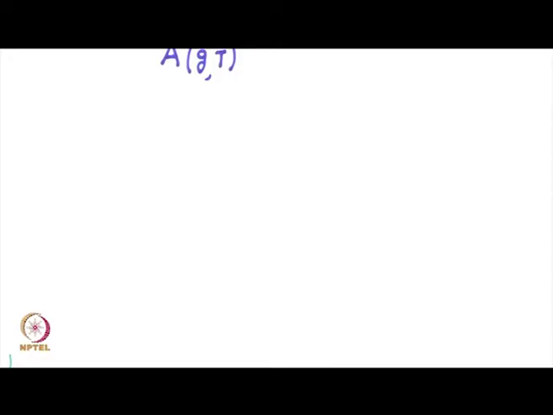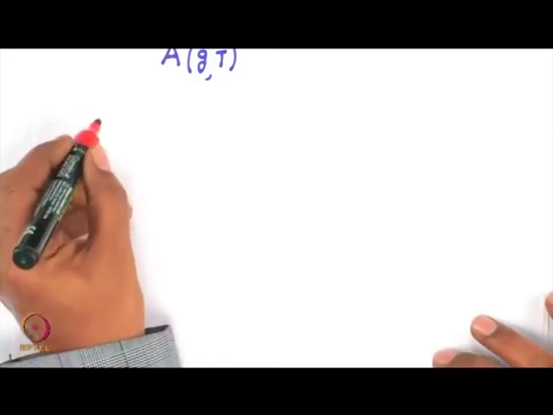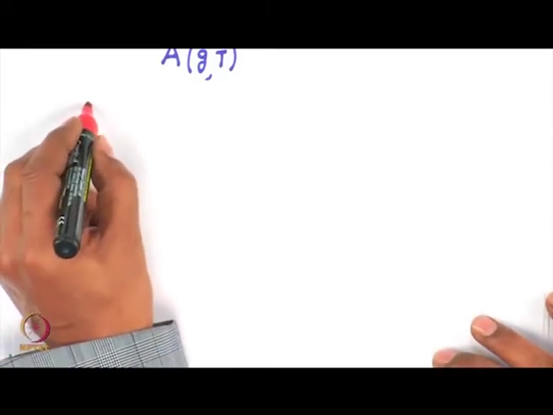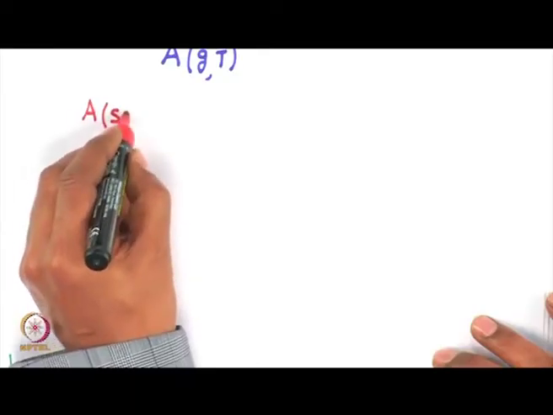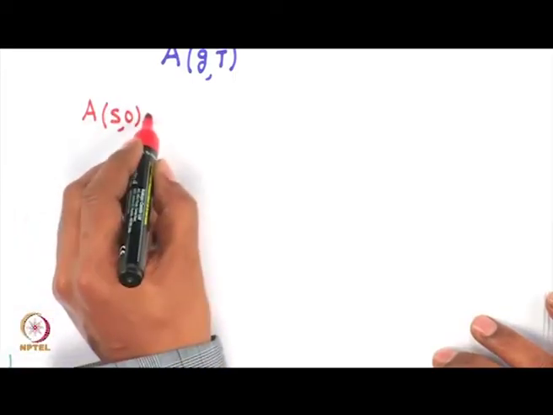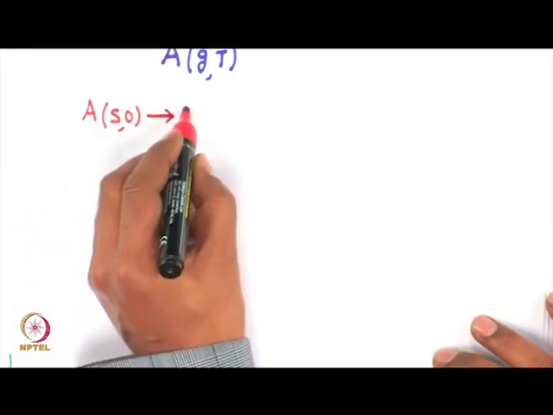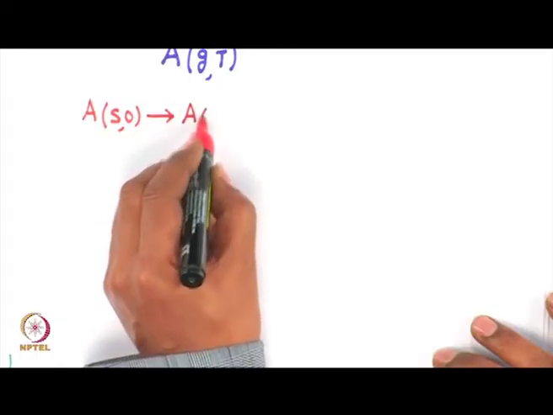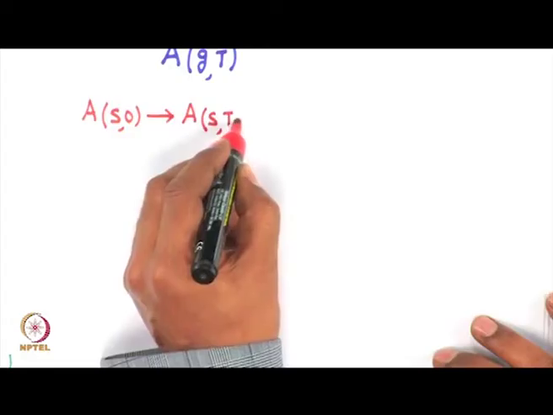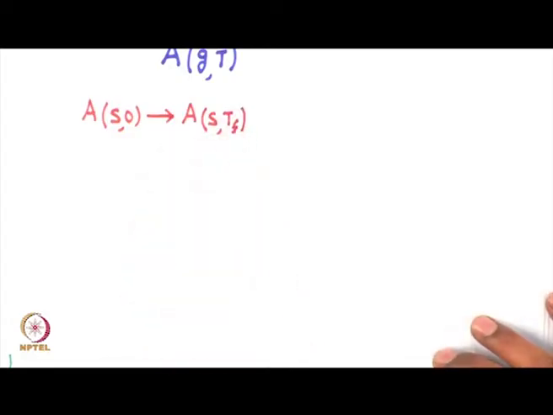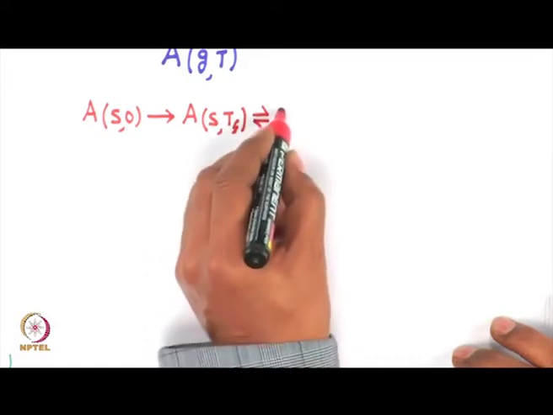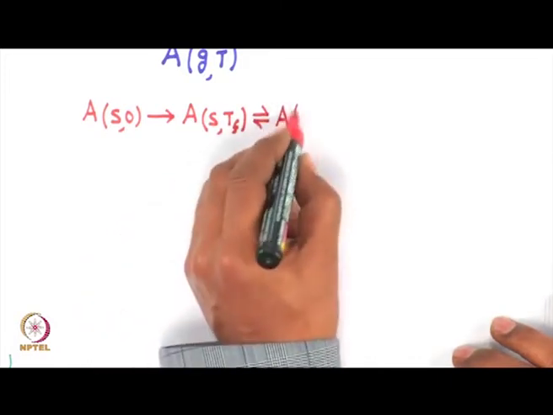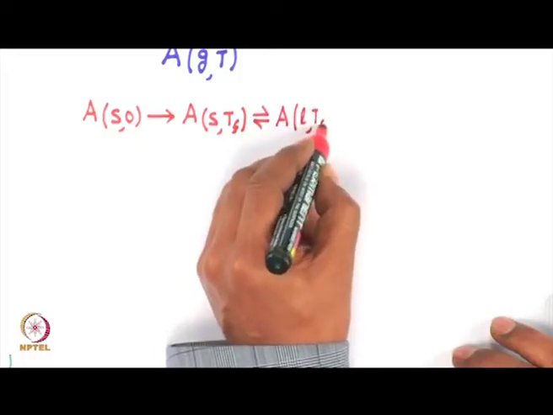Now, let me consider from 0 Kelvin onwards, A will be in solid form at 0 Kelvin. When I heat it, A in solid form, and Tf is its melting point or freezing temperature, where there will be a phase transition and A will become liquid, but the temperature will not change.